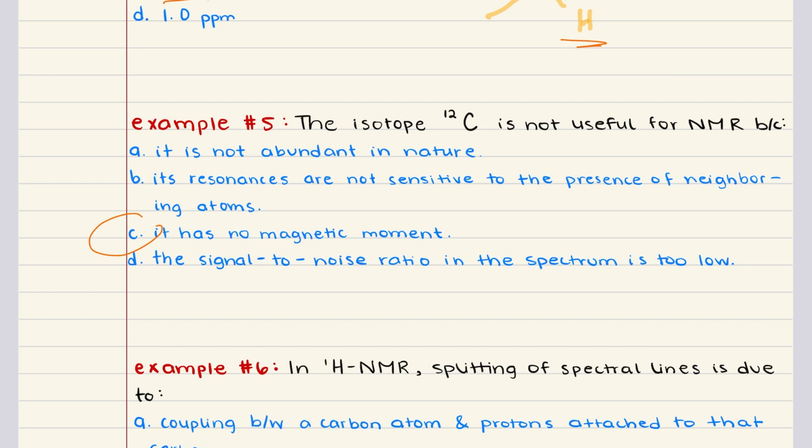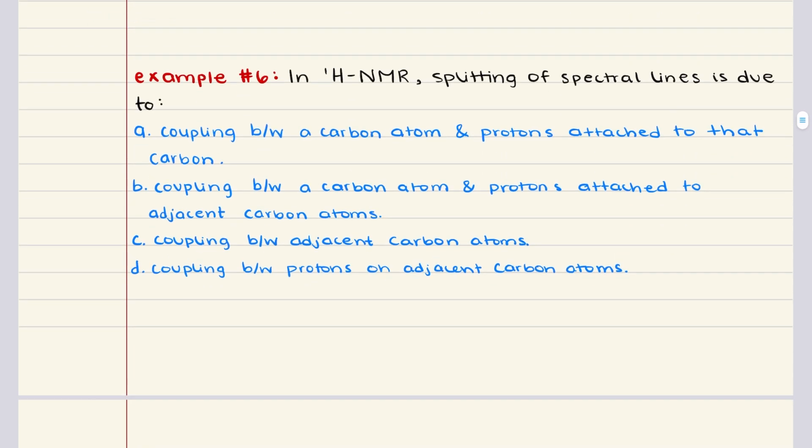It has no magnetic moment, which is why it's not detectable by NMR. This is also why we use carbon-13, even though it's much less abundant. It's because it has a spin of 1/2, and it will produce a magnetic moment, so it can participate in NMR. Let's move on to problem 6.